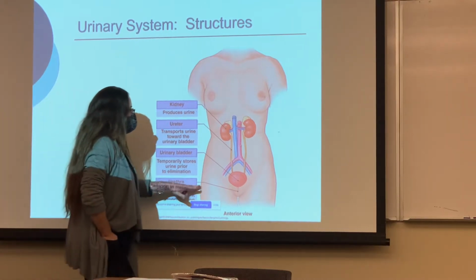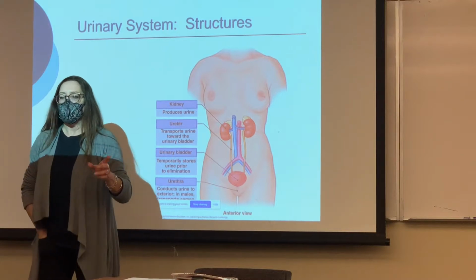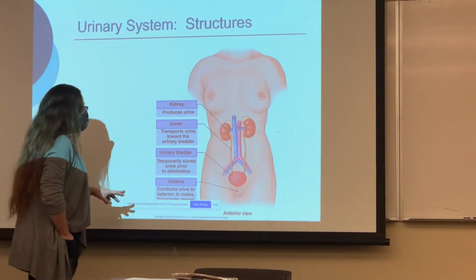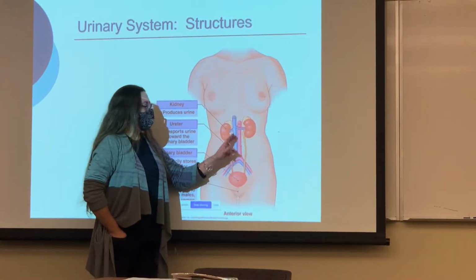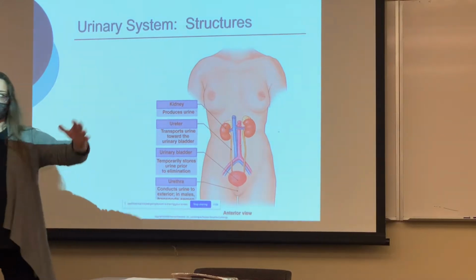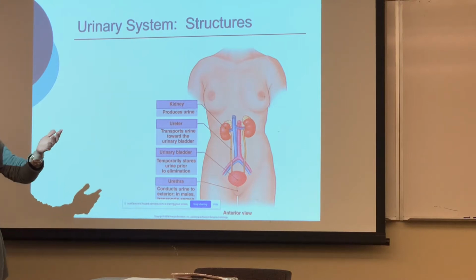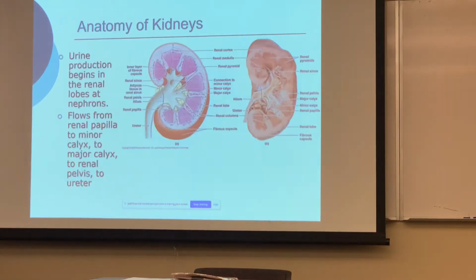Okay? Because females have a shorter urethra and males have a longer urethra, and because of just the positioning of it, females are much more prone to bladder infections and kidney infections than males are. For males, it just has to travel a lot further in order to cause a problem in the bladder or the kidneys. Where we're going to spend most of our time is microscopically.